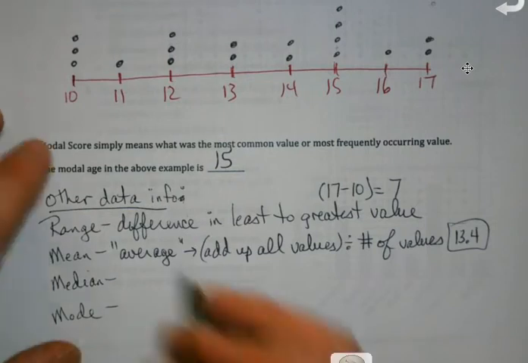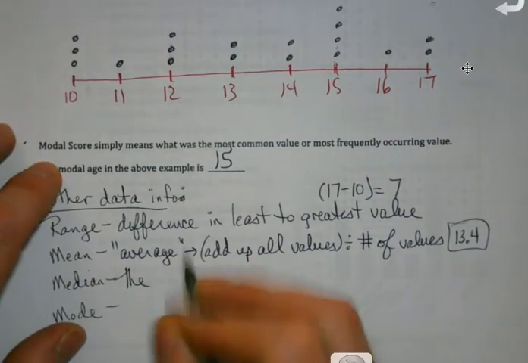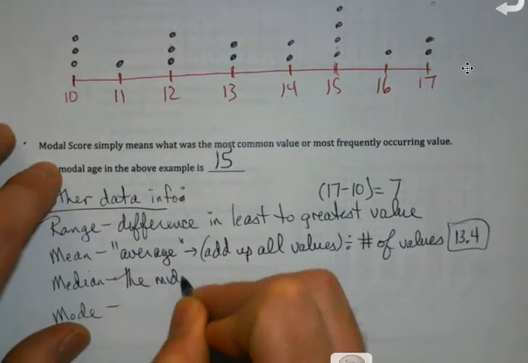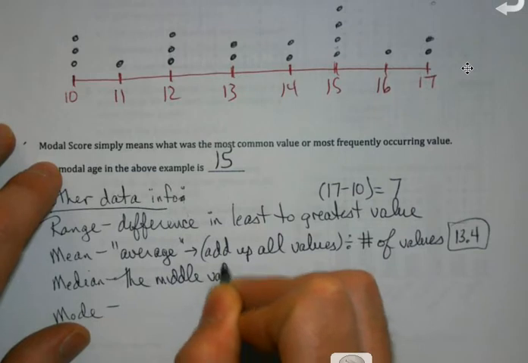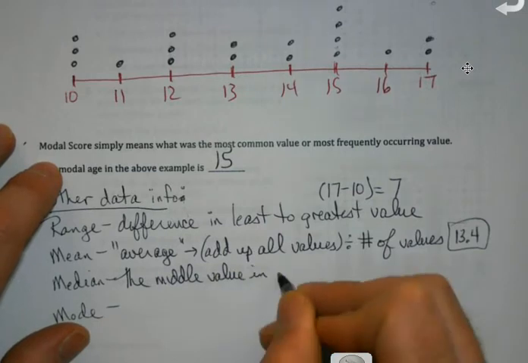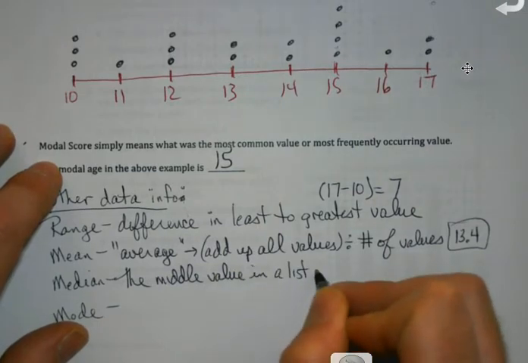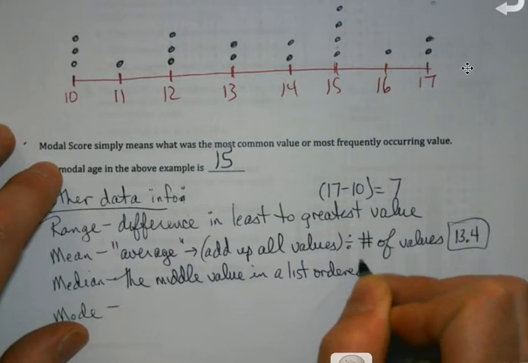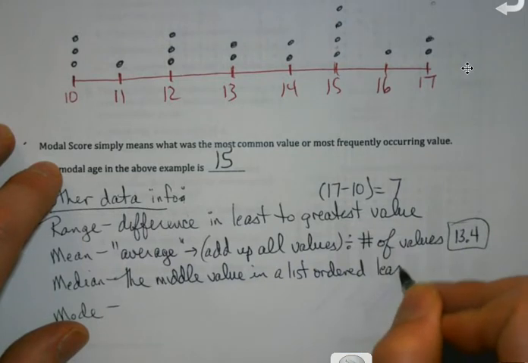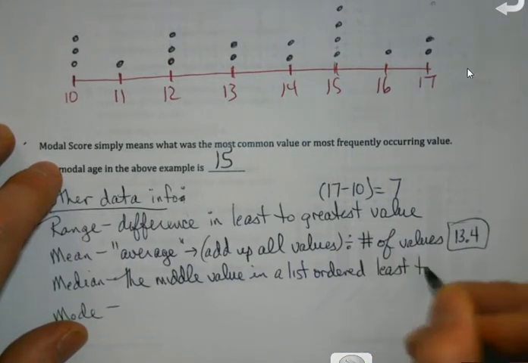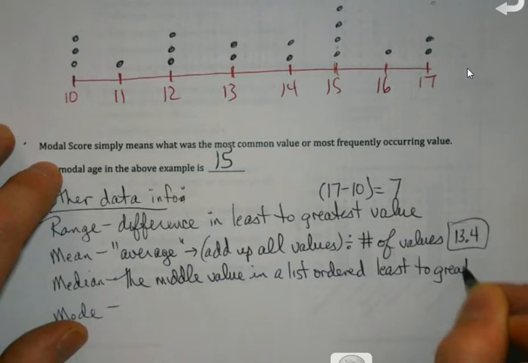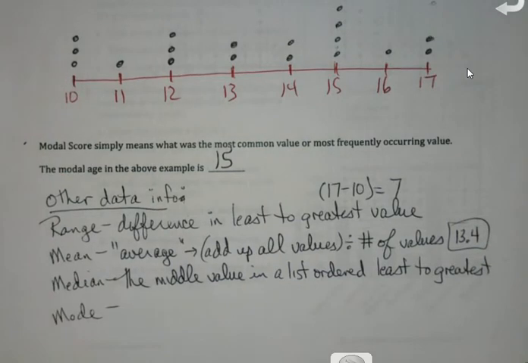Median, yep, and there's one more part to that. It's the middle number, the middle value in a list ordered least to greatest. And that's the part that people forget about. They can remember that the median's the number in the middle, but they don't remember, oh, wait a minute, though. The list has to be in order.